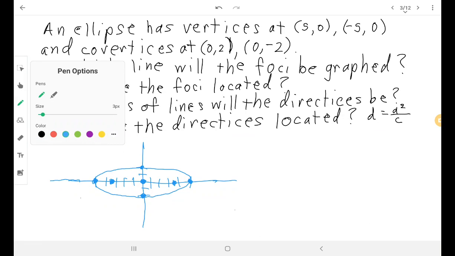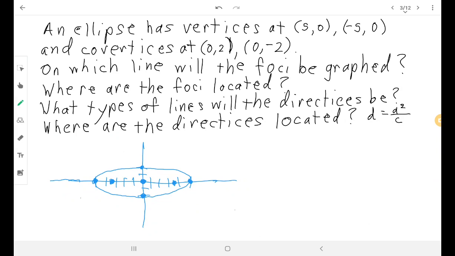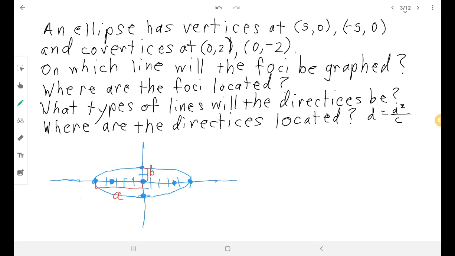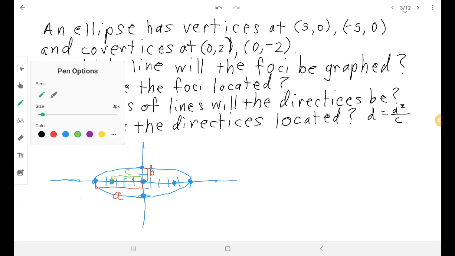And let me change colors for a moment to illustrate something. Okay? This distance here is what we call the A distance. And we already talked about that. This distance is called the B distance. Now, this distance here, from the center out to a focus point, is called the C distance. And here's a relationship between them.